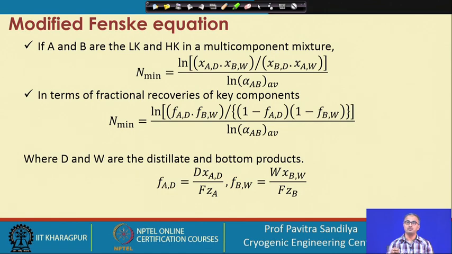However, some amount will also go in the other direction. That is why we need to define this kind of fractional recoveries, and this is generally never equal to 1 or 100%. We always lose some of the other in either the distillate or the bottoms.